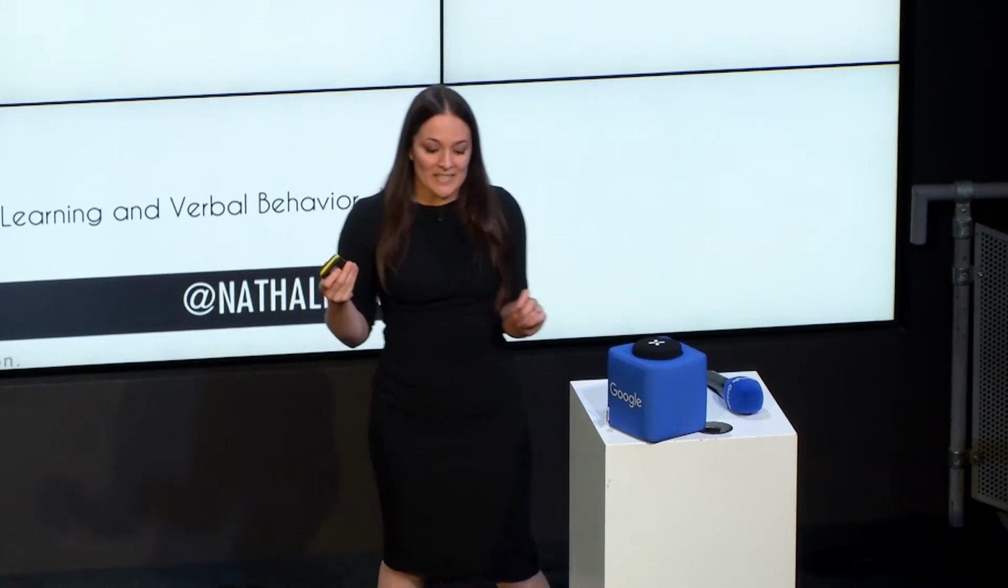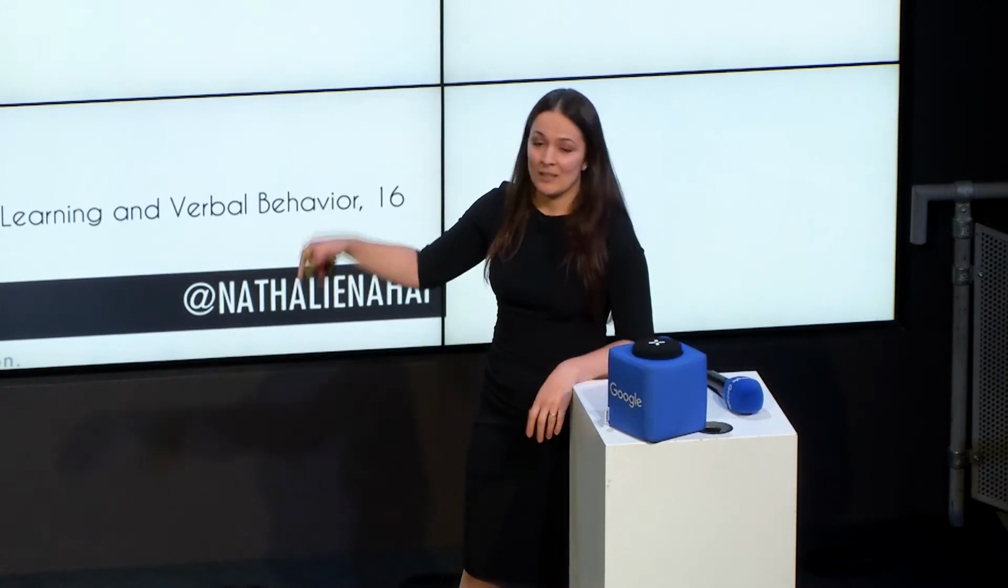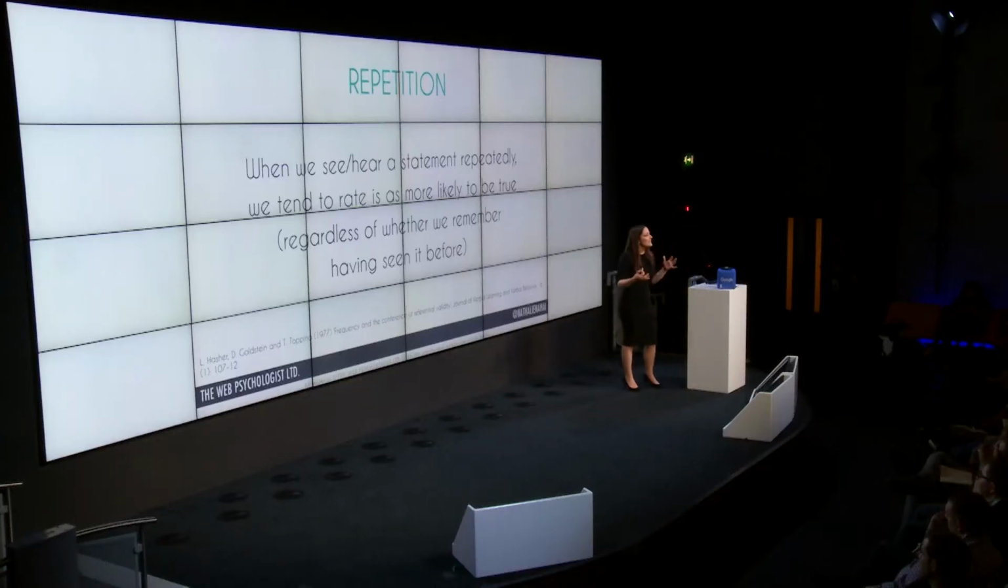And there are 4 different little types of fluency that I want to talk with you about quickly. So the first, repetition. This is something that we all, I'm guessing with our age, grew up with in the TV era. And this is when you see or hear a statement repeatedly, so it could be a jingle or whatever it is. When we see or hear something again and again, even if we don't remember having seen or heard it, we're more likely to rate it to be true.